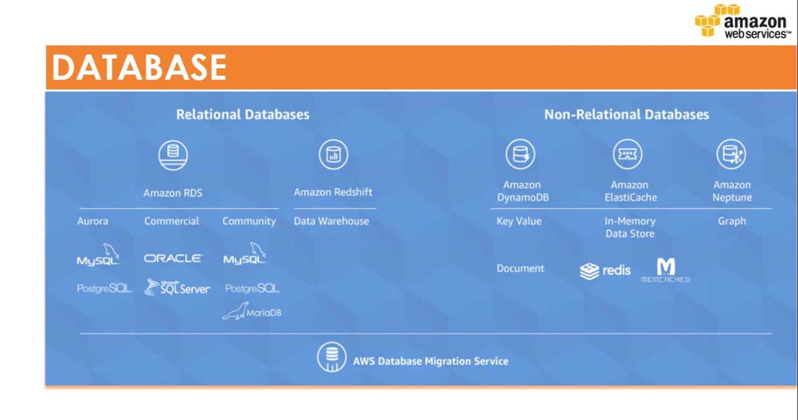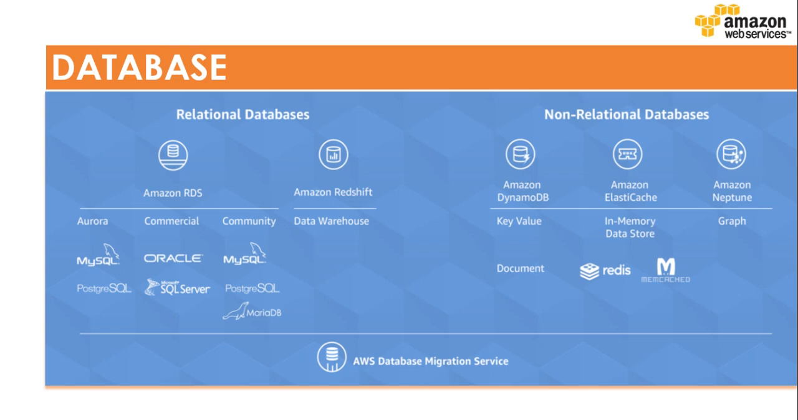In our database section, we have relational databases and non-relational databases as well. In relational databases, we have Amazon RDS and Amazon Redshift. In Amazon RDS, we have six engines: Amazon Aurora, MySQL, PostgreSQL, Oracle, MariaDB, and Microsoft SQL Server.